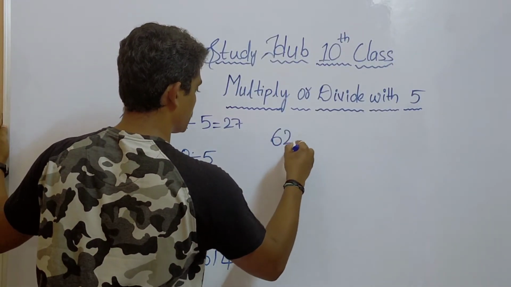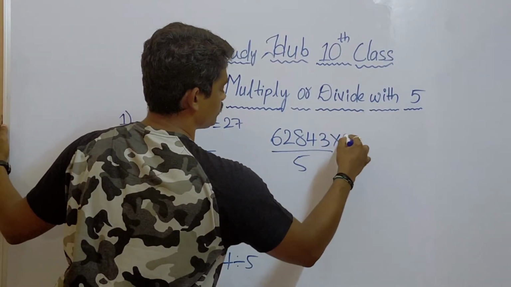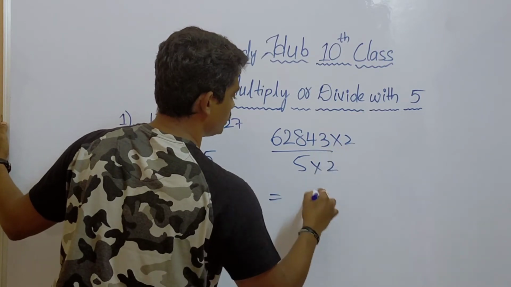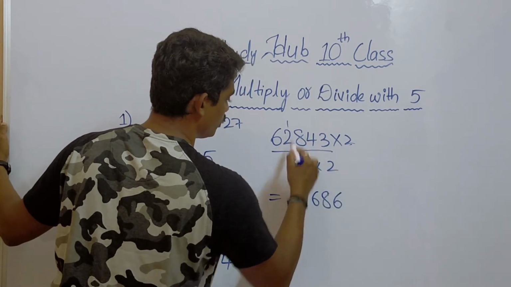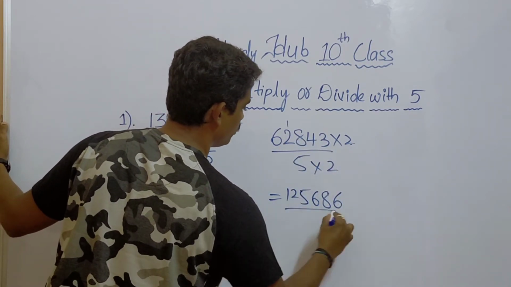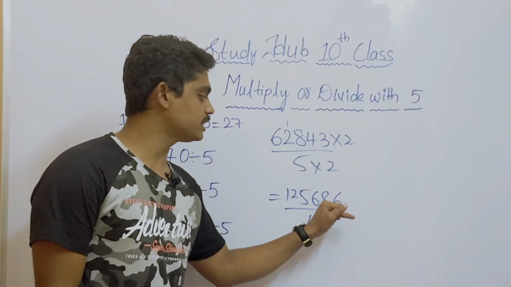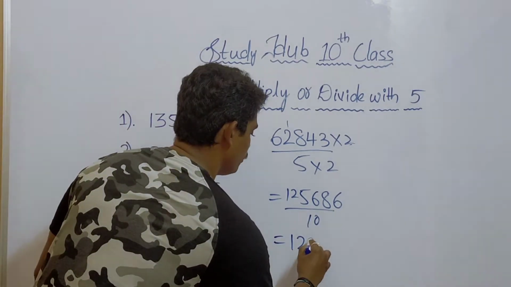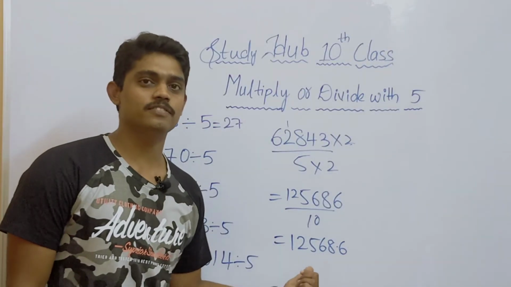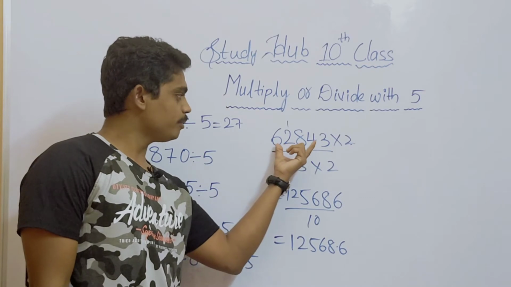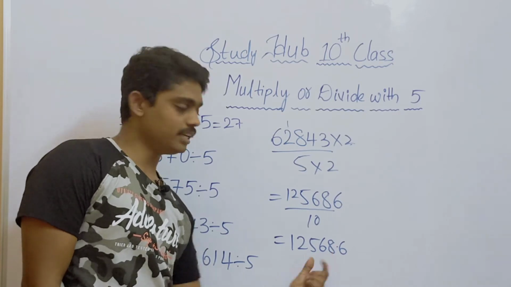62843 divided by 5. Just multiply and divide by 2. 2 3s are 6, 2 4s are 8, 2 8s are 16, 2 2s are 4 plus 1, 5, 2 6s are 12, by 10. As I have already said, when we have 10 in the denominator, we will push the decimal by one digit, like 12568.6. I think now you have understood the importance of this technique, because when we want to divide this by 5, it may take more time, but by using our technique, we are solving it very easily.